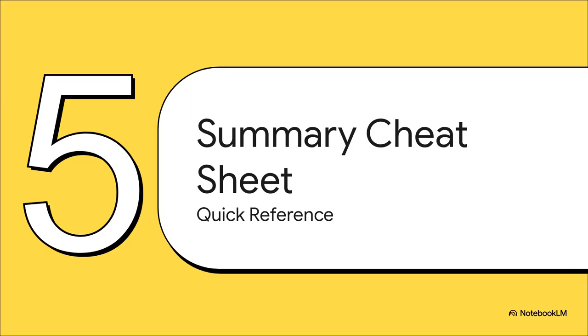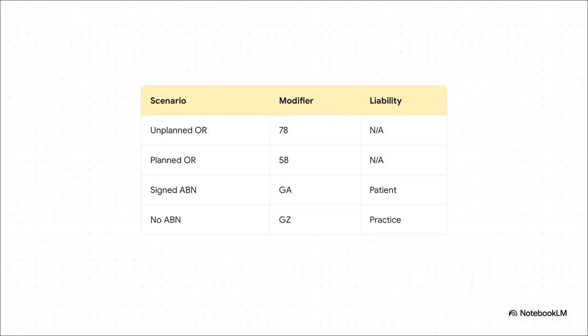Almost at the finish line. Section 5, the summary cheat sheet. Let's lock this all in. Unplanned return to the OR? Boom, modifier 78. Planned return? Modifier 58. Got a properly signed ABN? That's modifier GA, patient pays. Forgot the ABN? Modifier GZ, the practice is liable. Use these rules as your ultimate mental shortcut when you're racing against the clock.